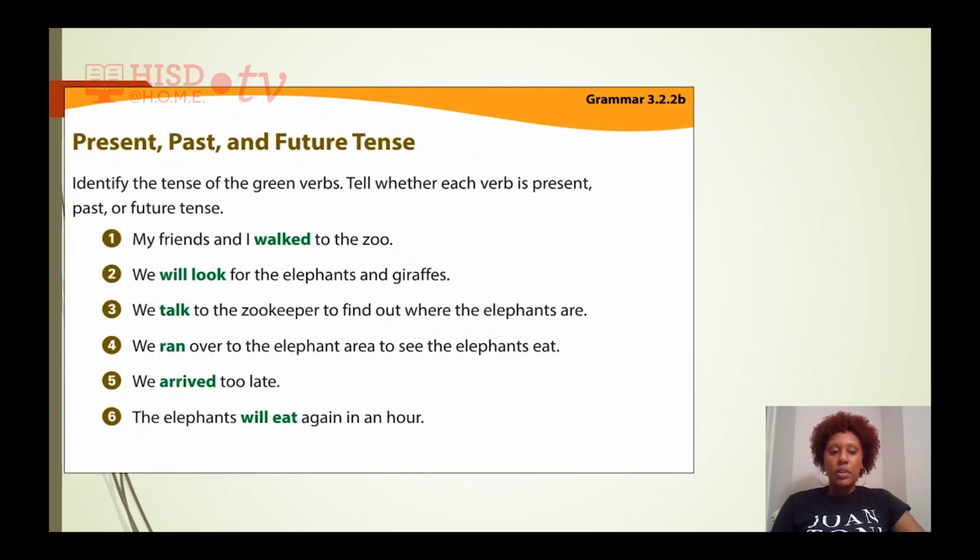So let's identify the tense of the green verbs in each sentence. So we're going to tell whether each verb is present, past, or future tense. I'm going to give you a chance to read through the sentences, and then we're going to go through and identify them as past, present, or future. Is this happening in the past? Is it happening in the present? Or is it happening in the future? Is it going to happen in the future?